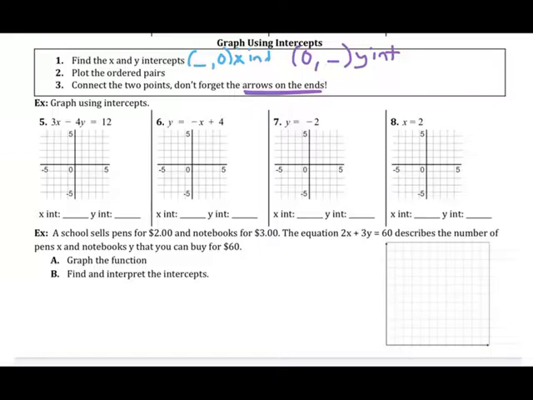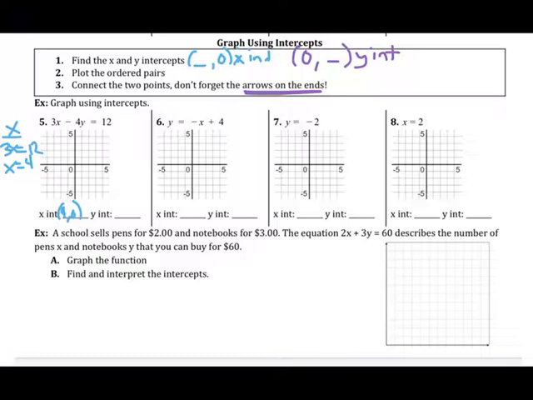All we need are 2 points to make a line, so these 2 points are going to come from the x and the y-intercepts. So why don't you go ahead and pause the video, find the x and y-intercepts for 5 through 8. You can write them on those lines, and then unpause and see how you're doing. All right, the x-intercept, when y is 0, we get 3x equals 12. That means that x is equal to 4. So the x-intercept is the point (4, 0).